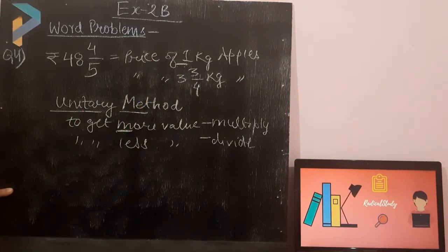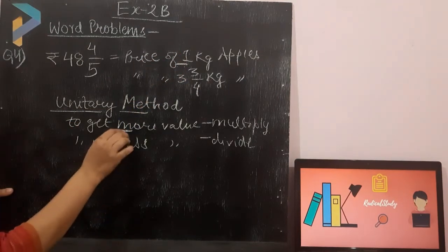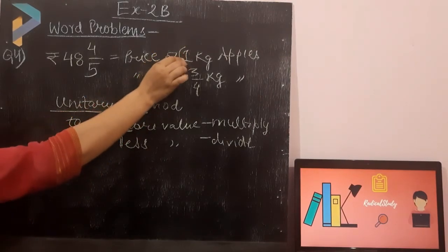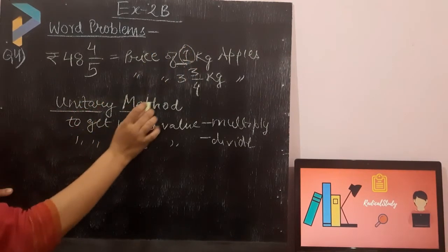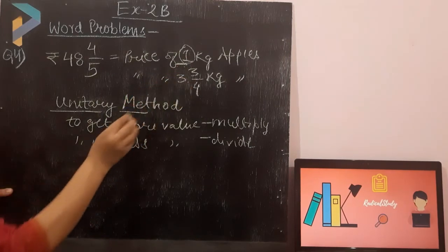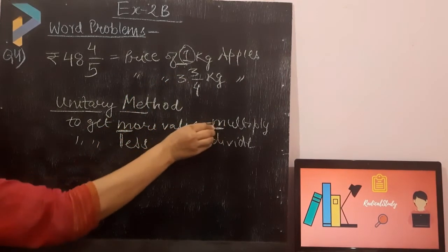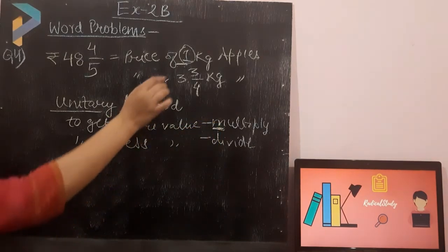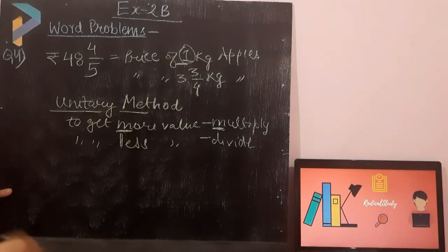And if you are asked for 1 kg, then you have to divide. Okay students, so here the price of 1 kg is already given to you. You have to find out for more. So M as in more, M as in multiply. This is a trick which will help you to remember this. So we have to find out for more. Then what do we have to do?